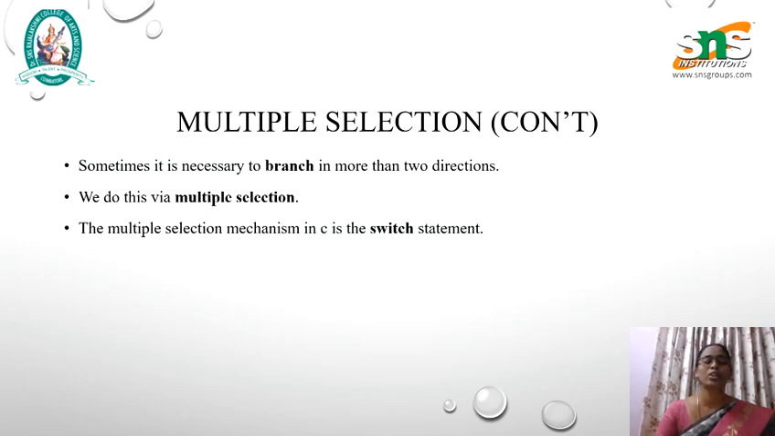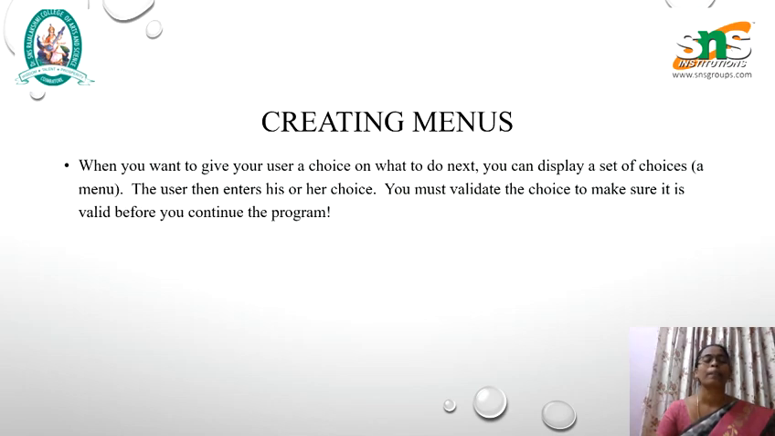The multiple selection mechanism in C is known as the switch case statement. Creating menus can be achieved with the help of a switch case. When you want to give your user a choice on what to do next, you can display a set of choices that is called a menu. The user can enter his or her own choice to select the option to be executed. You must validate the choice to make sure it is valid before you continue the program.